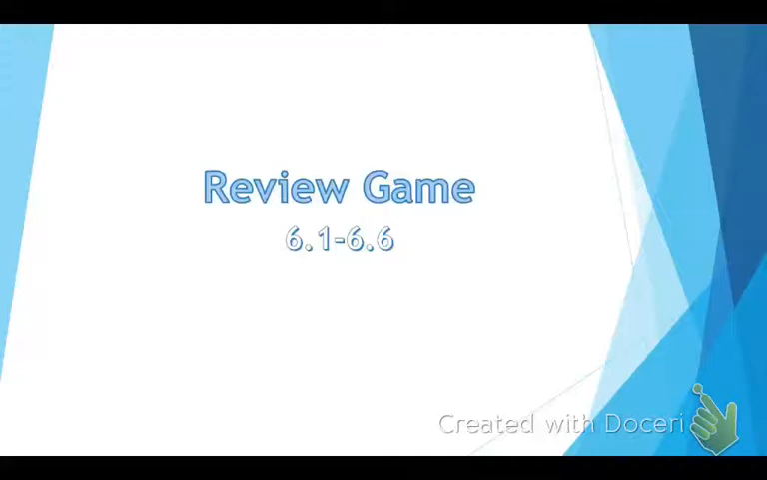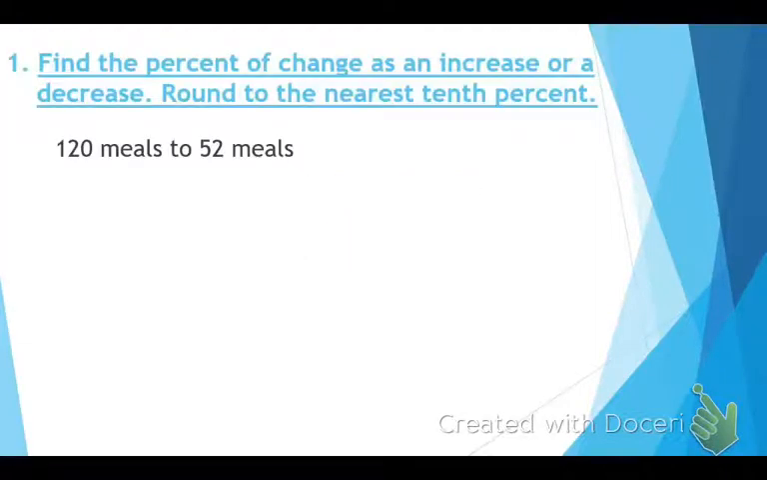So we're going to do a little bit of a review game over 6.1 through 6.6 to help you for your test. This is asking us to find the percent of change as an increase or a decrease. Guys, what's the formula for this? Okay, what does AOC stand for? Amount of change over the original amount.